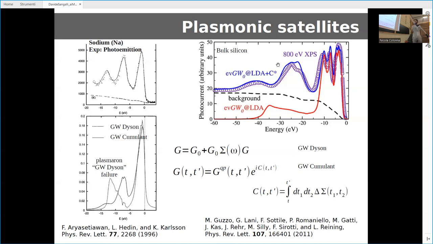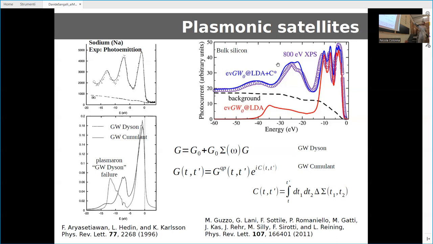And let's say somehow it gives the wrong physics. One of the reasons is that you are taking an approximated self-energy and putting it in the Dyson equation, and this is the result. So what has been done in the literature already in this paper, and then more recently also in this paper, is to still use the GW self-energy, but to insert it in what is called the cumulant expansion. So this GW cumulant is this black line and reproduces nicely the two plasmonic replica of sodium.